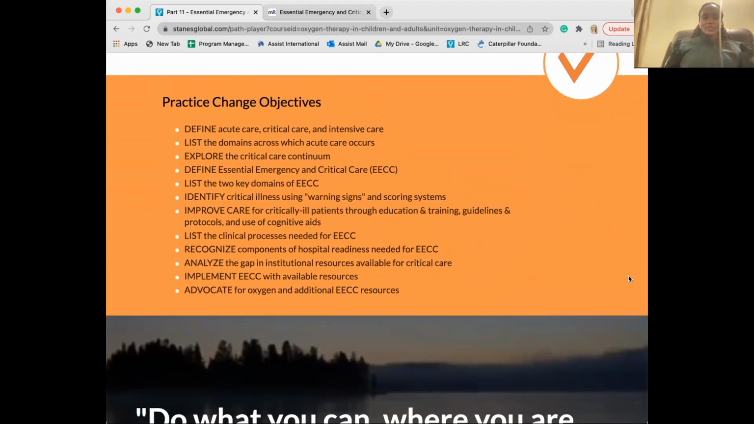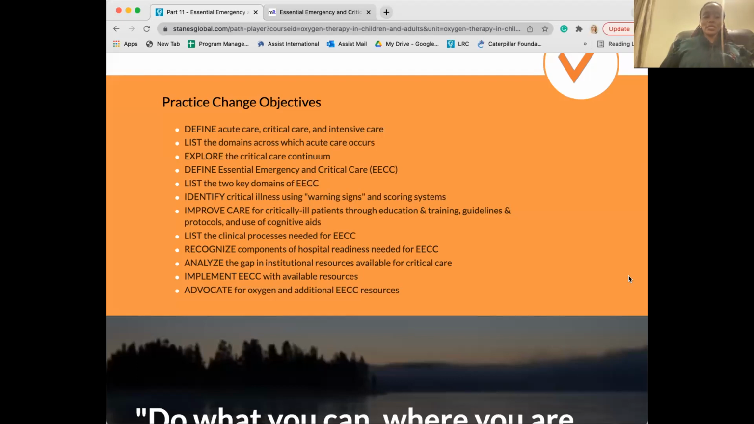So at the end of this, what are your practice change objectives? In each facility, at this point, if you don't have a department or physicians that have identified the acute room or the critical care room, or how to manage critical patients, we want to define acute care, critical care, and intensive care. List the domains across which acute care occurs. Explore the critical care continuum.